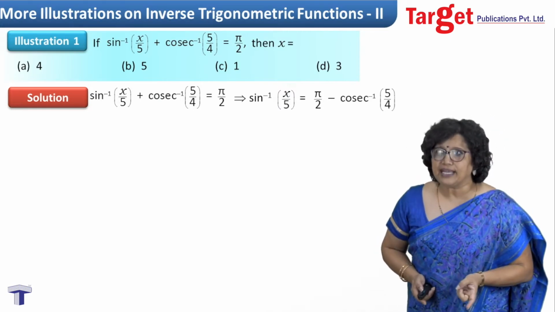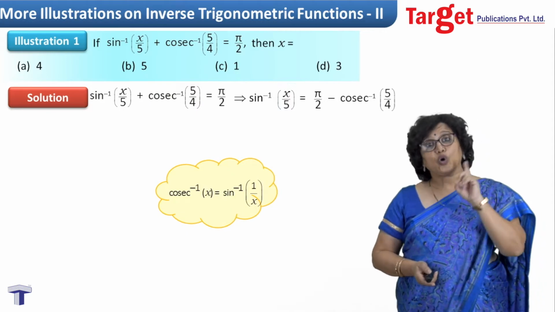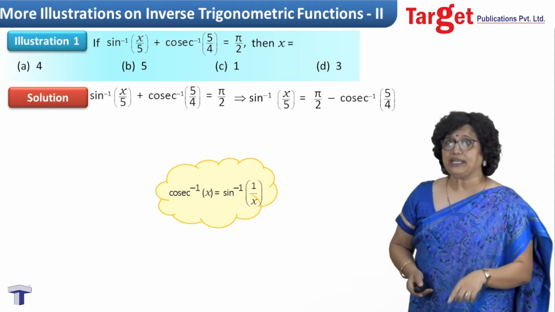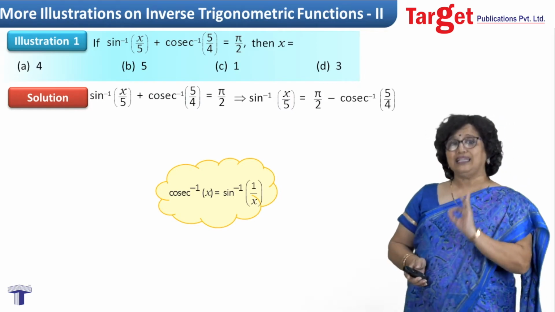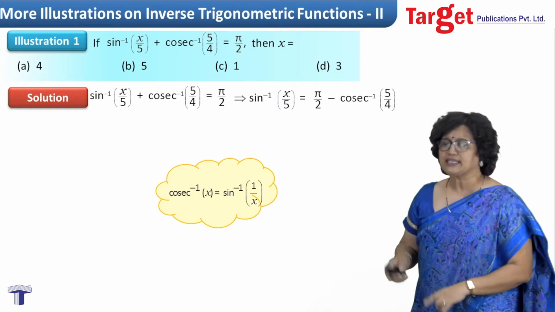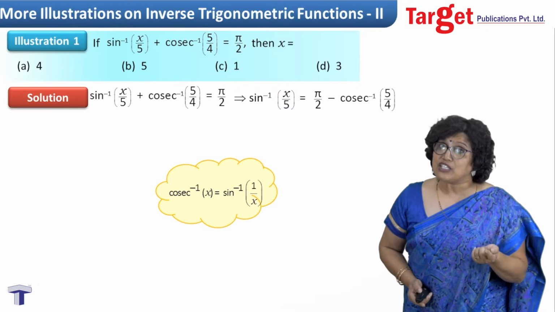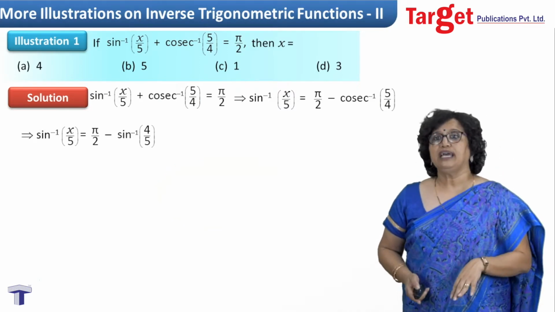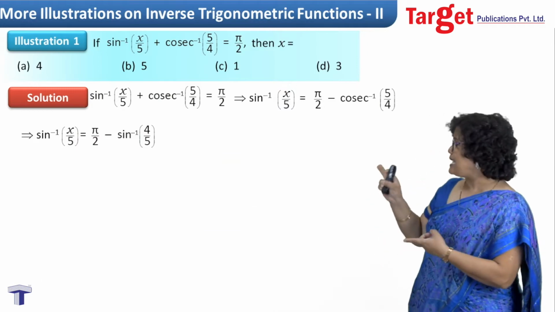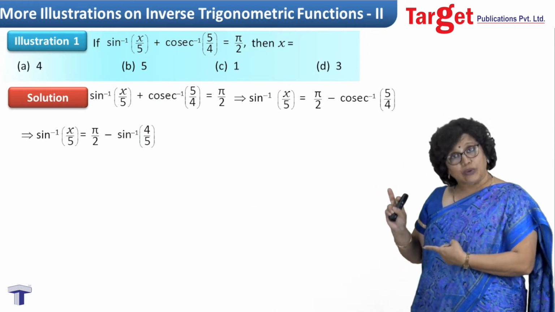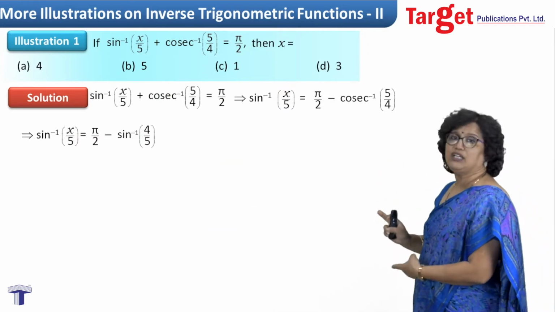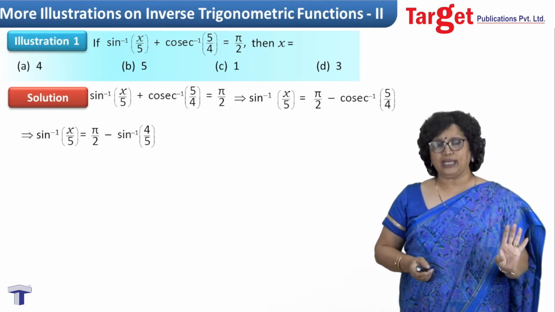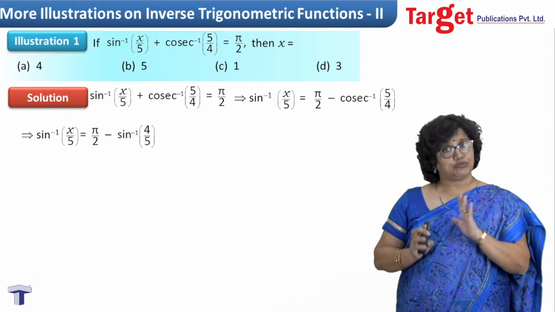So what I prefer is that I try to write cosec inverse in terms of sine inverse if possible. And we have done one property that cosec inverse x is sine inverse of 1 upon x, correct? So cosec inverse of 5 by 4 would be written as sine inverse of 4 upon 5. And I rewrite that equation as sine inverse of x by 5 equal to pi by 2 minus sine inverse of 4 by 5.